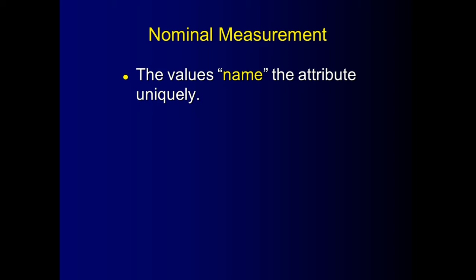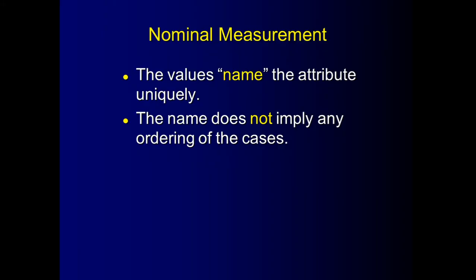Nominal means the name, or nominal also means merely, or in India we say just like that. So merely, or just for the sake of name, we give numbers to the values. Now these values do not imply any order. They don't have any order. You cannot classify them according to an order.